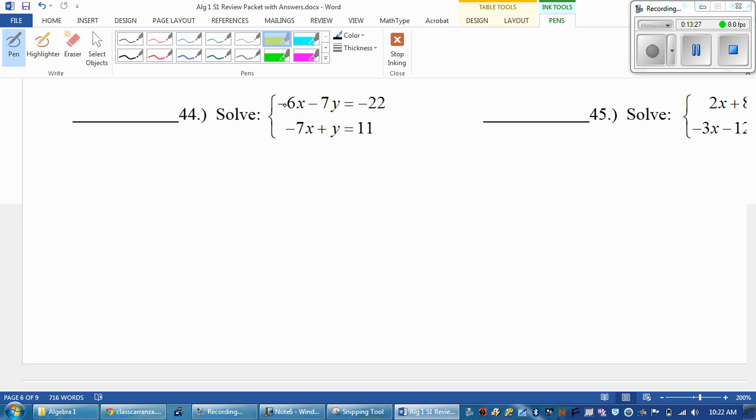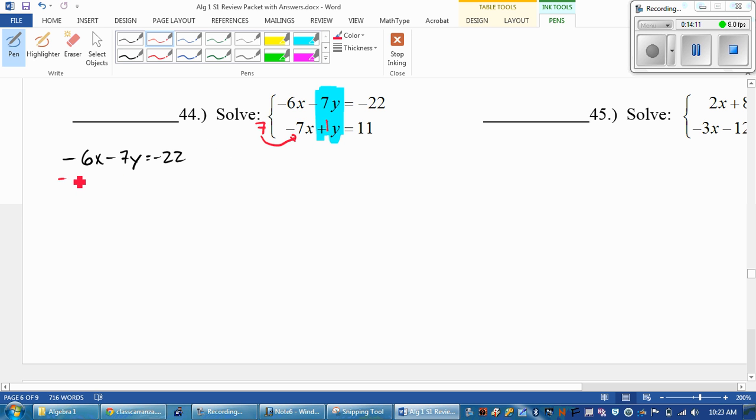All right, 44. Now, what I notice in 44 when I'm trying to solve is that my x's and my y's are lined up. So I need to think to myself, what would be easier to cancel, the x's or the y's? I think the y's would be easier to cancel. They're opposites, one's positive, one's negative, and we have 1 at the bottom. I would need to multiply that by 7. So our top equation stays the same, the negative 6x minus 7y equals negative 22. And now I'm going to multiply everything by 7.